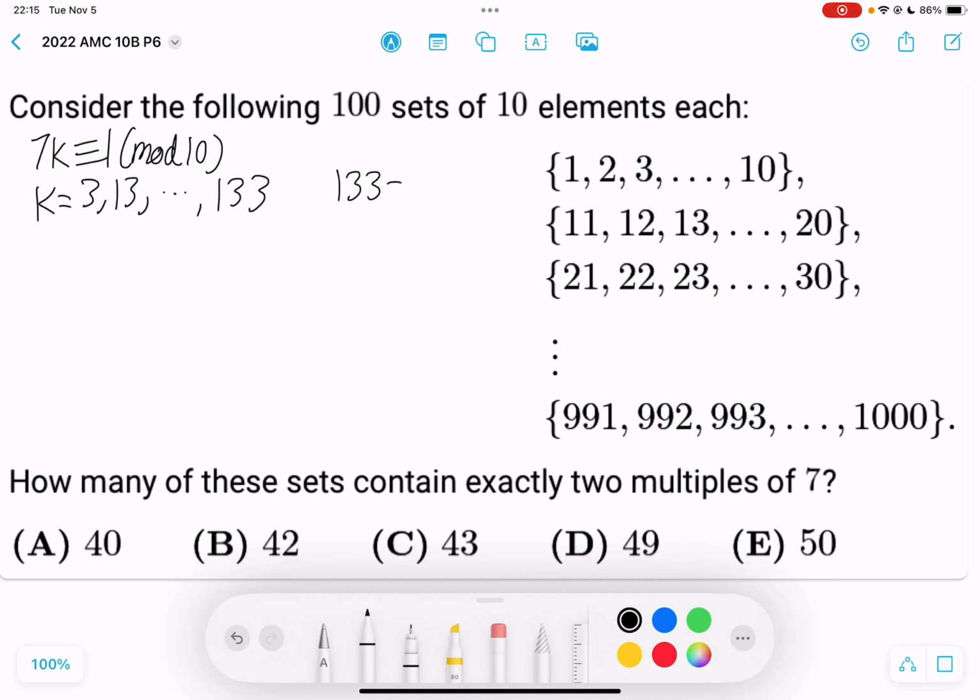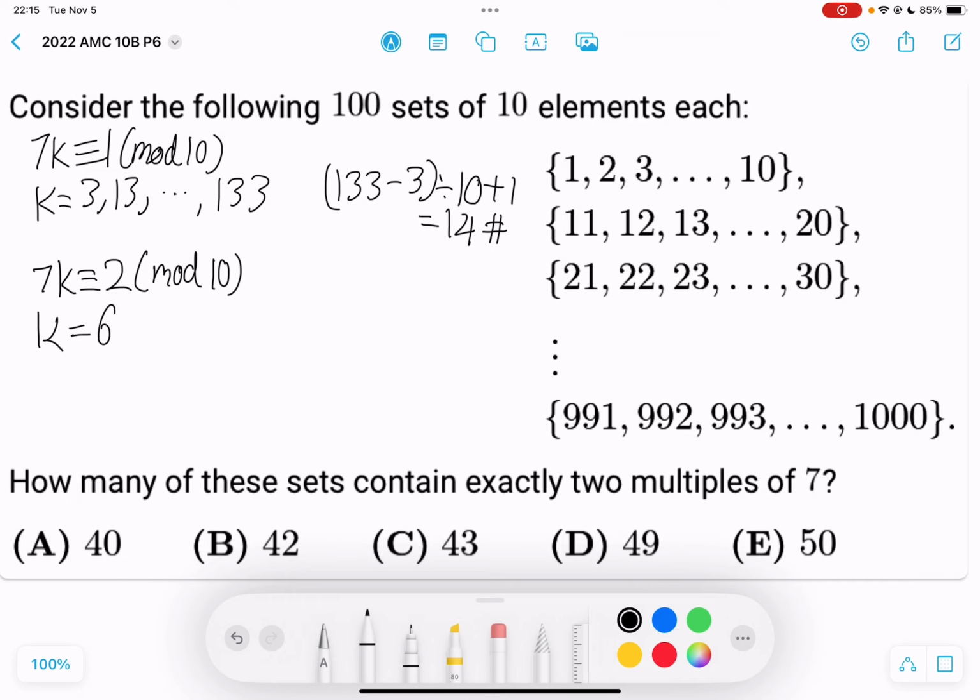So how many numbers are there? There are (133 minus 3) divided by 10, plus 1. So that's a total of 14 numbers. And then we can also have 7k congruent to 2 mod 10. So in this case, for 7, we need k to end with 6: 6, 16, etc., all the way to 136. There are 14 numbers here again.